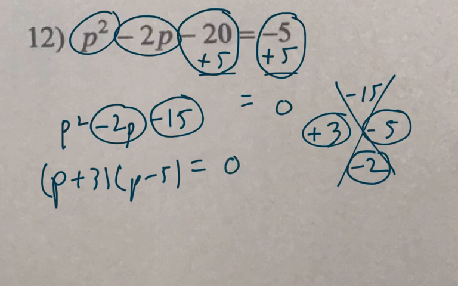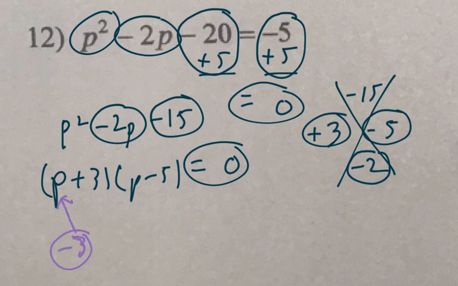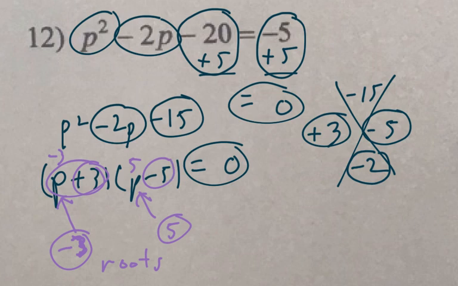Together, those factors will make a 0, right? Don't forget it's equal to 0. You can't solve it until it's equal to 0, right? Make sure it equals 0 to begin with. Now what? Well, if you look right here, negative 3 plus 3 would make it 0 here, wouldn't it? So I know negative 3 is one of my roots, or x-intercepts, or zeros. What about here? 5 minus 5 would make it 0. So my roots, my two answers are negative 3 and positive 5.